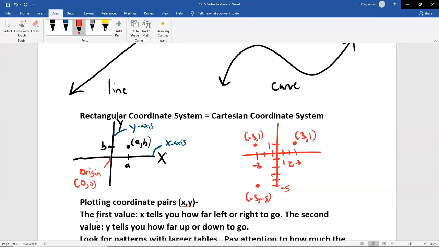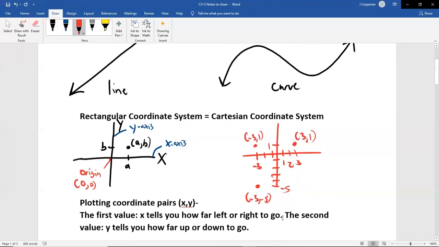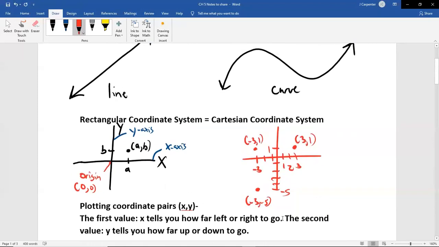So what I was saying earlier is right here now. How do you plot coordinate pairs? That's what we call the X comma Y or the A comma B or the negative 3 comma 1. It's a coordinate pair. A pair because it's two numbers. So a coordinate is how we can describe a location. If we're trying to describe something in 3 dimensions, it would be a coordinate triple because you'd need 3 numbers. You need to know how far left to go, how far up to go, and how far in or out to go.